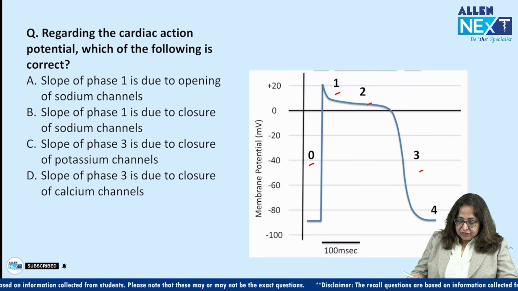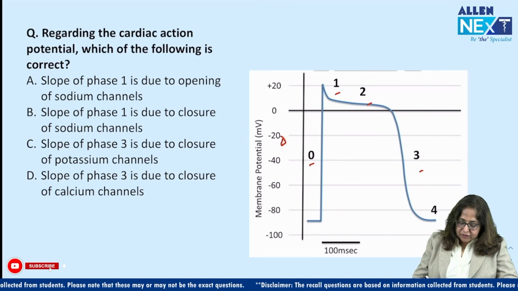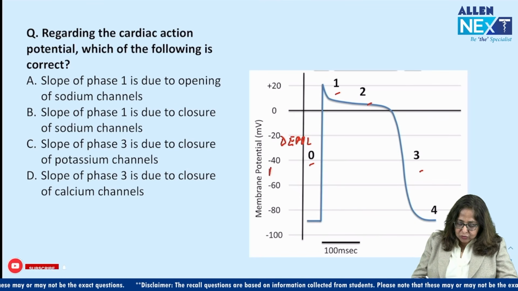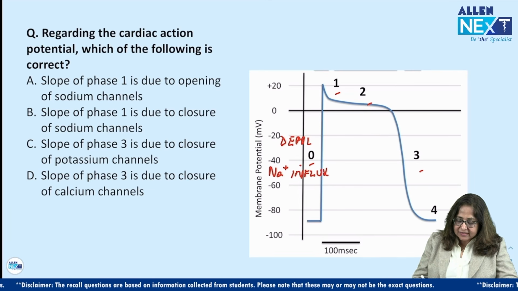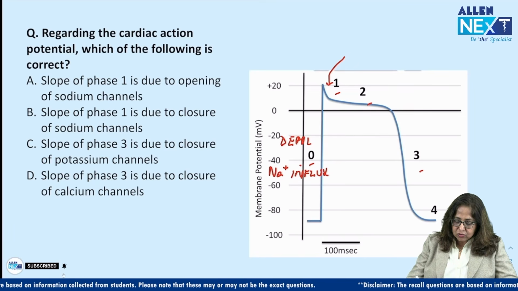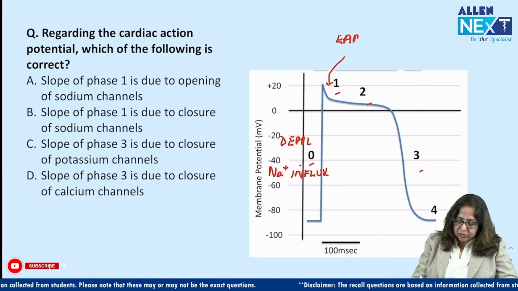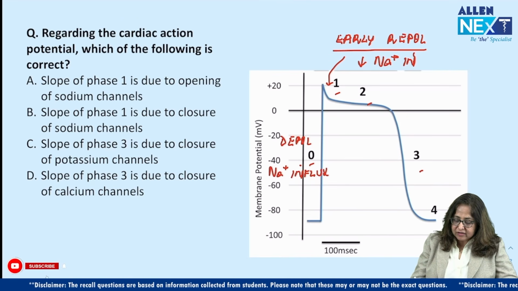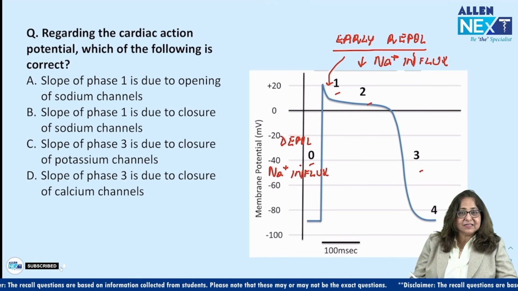What is phase 0? The phase 0 is the depolarization phase, and this is because of the opening of voltage-gated sodium channels, and this is because of a sodium influx. Phase 1 is the repolarization. This is also known as the early repolarization phase, and this is because of closure of sodium. So a decrease in the sodium influx.